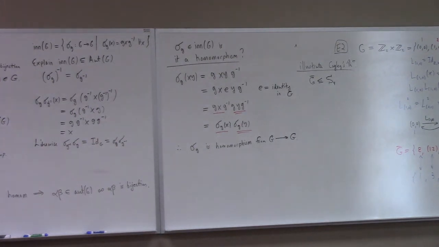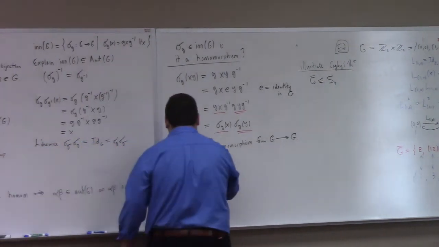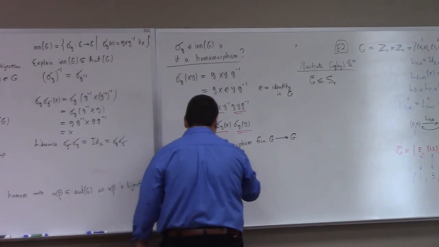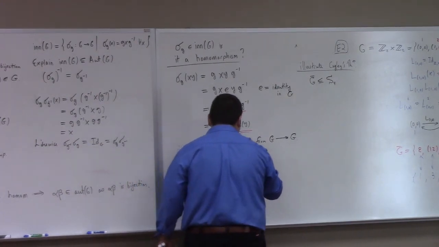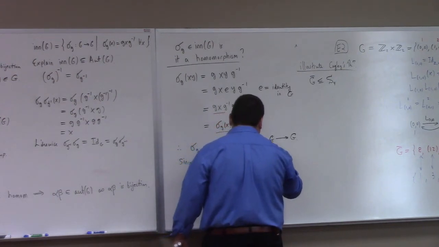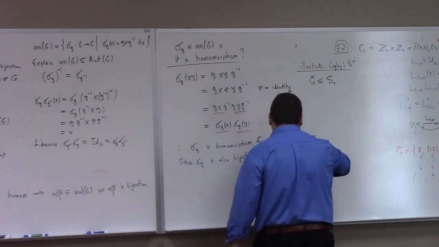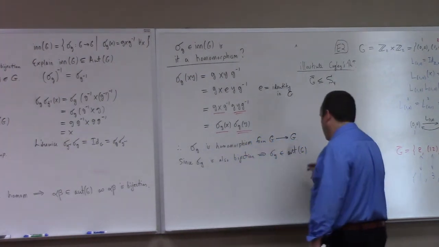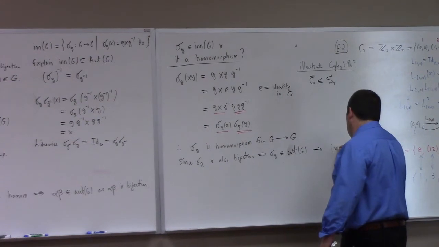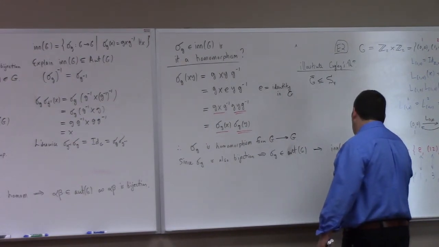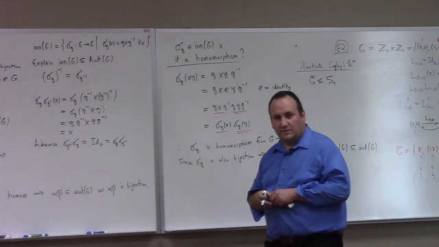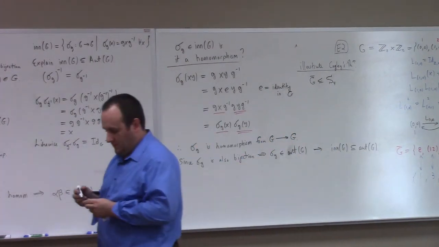Now this alone does not show, so you notice all we've done at this point, right? What have we shown? We've just shown sigma G is an element of Aut G, right? So in other words, we've shown that N_G is a subset of Aut G, but that's all we've done. What remains to do in order to show that N_G is actually a subgroup of Aut G? What's left to do?